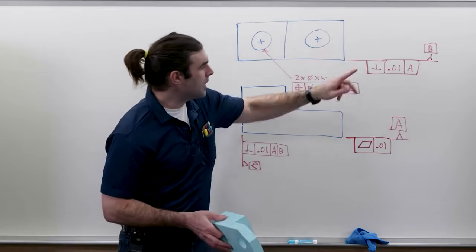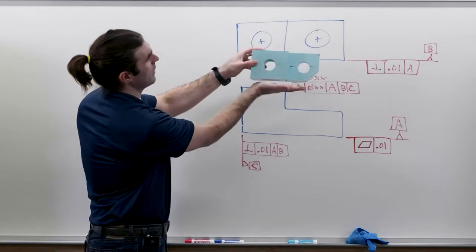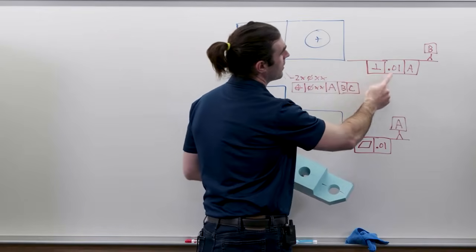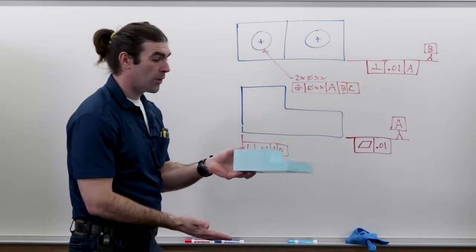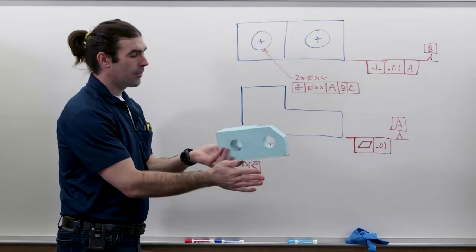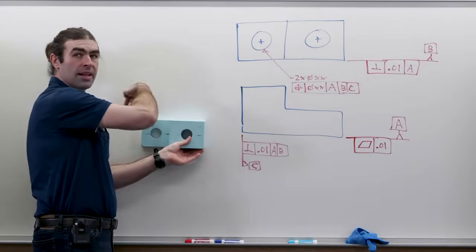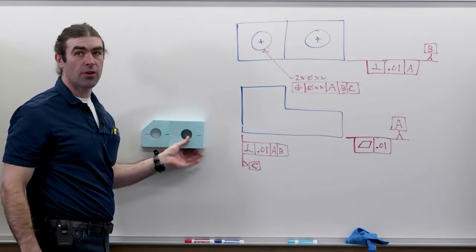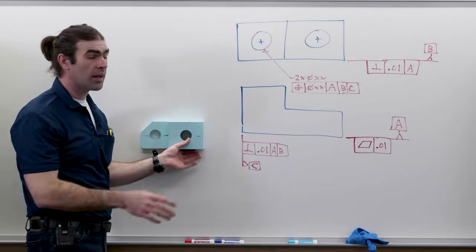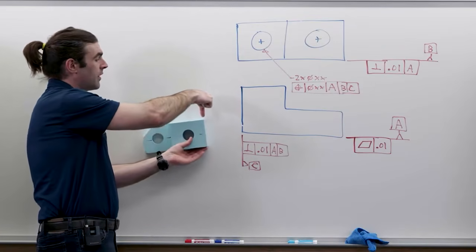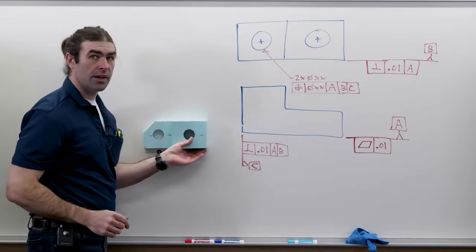Next, we've got datum B, which in this case would be this surface right here, perpendicular to datum A. So when we go to check this, we'll put it probably on an angle plate and then run an indicator across this surface until we get the correct reading, okay? At that point, you can move the part, right, like this to achieve the best reading.